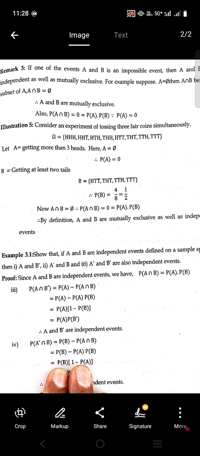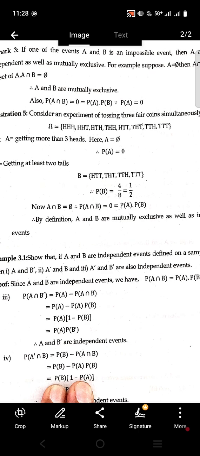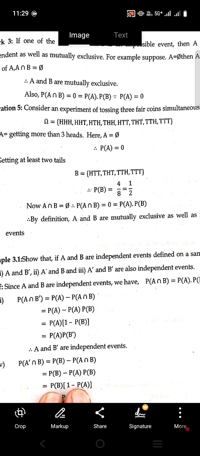And B is the event of getting at least 2 tails. Here the outcomes are THT, TTH and TTT, along with HTT, so the total number of elements in B is 4, that is n of B equals 4. The probability of event B equals 4 divided by the total of 8, which equals 1 by 2.